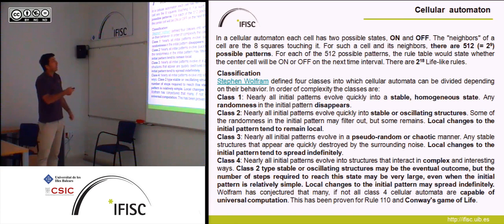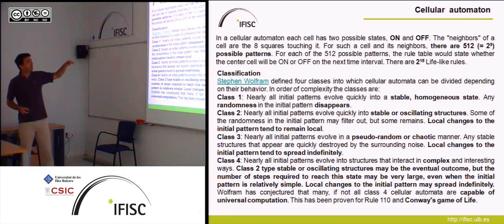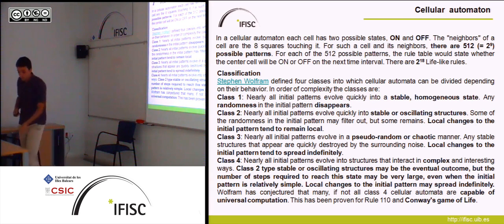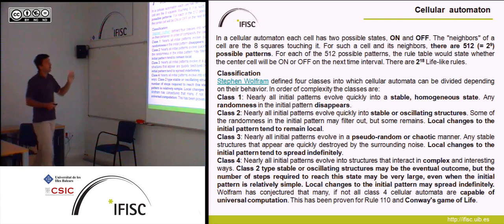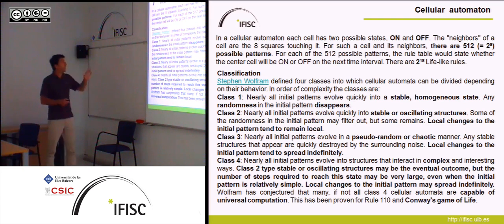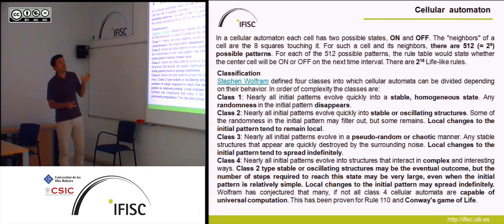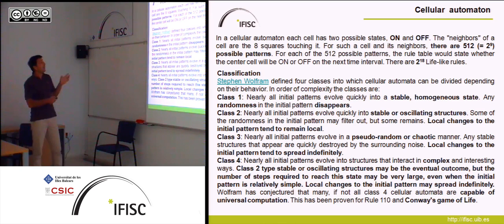Then Stephen Wolfram made a classification of these. He tried to make a qualitative classification of all the possible cellular automata depending on their behavior, in order of complexity. He said there are class 1 cellular automata, where nearly all initial patterns evolve quickly into a stable, homogeneous state, and any perturbation disappears. So it's a stable thing.